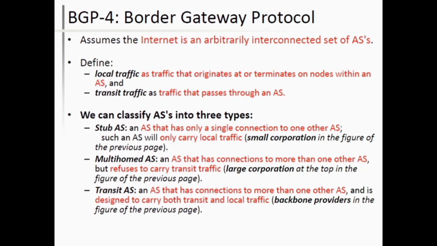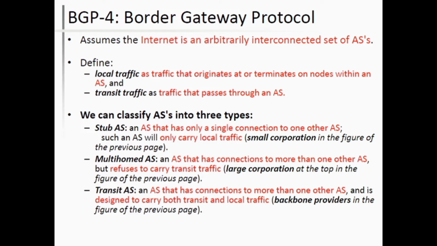The third one is the transit autonomous system. A transit autonomous system is an autonomous system that has connections to more than one other AS, and that is designed to carry both transit and local traffic, such as the backbone providers given in figure 3, the previous slide.